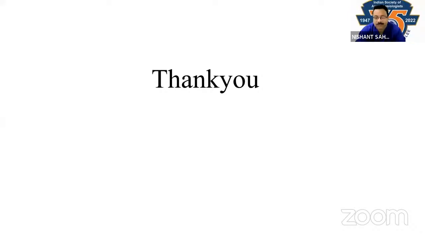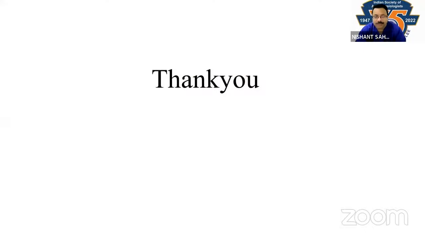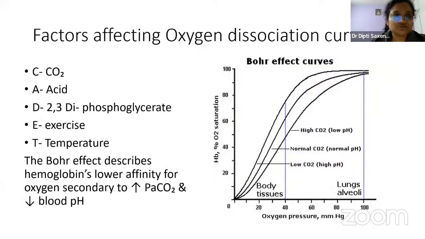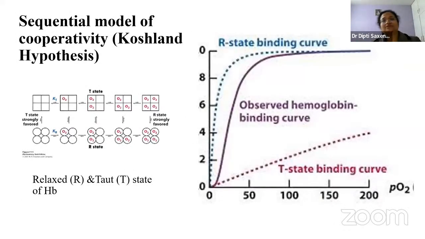Yes, ma'am. There is one question there. He wants you to explain the Koshland hypothesis just one more time. Okay, I will go back to that slide. What happens in this is the sequential model of cooperativity, which states that there occurs a conformational change in hemoglobin as soon as it starts binding oxygen. So it is in a taut form. That taut form is strongly favored at the level of tissues.